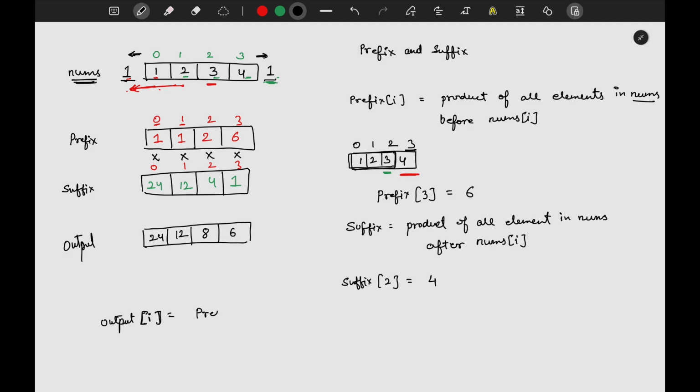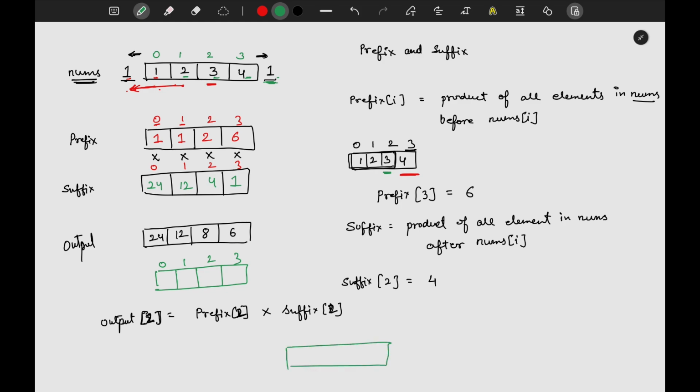So if we are doing prefix of i multiplied with suffix of i, what does this mean? Prefix of i. Let's suppose the value of i is 2 for now. This is 2. This will be 2. Right? And what does prefix of 2 mean? Let's create the nums array: 0, 1, 2, 3. And for suffix also, let's create this nums: 0, 1, 2, 3.